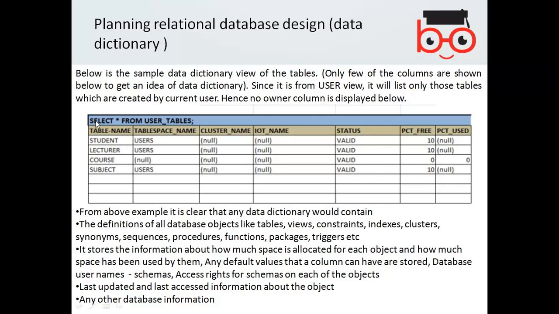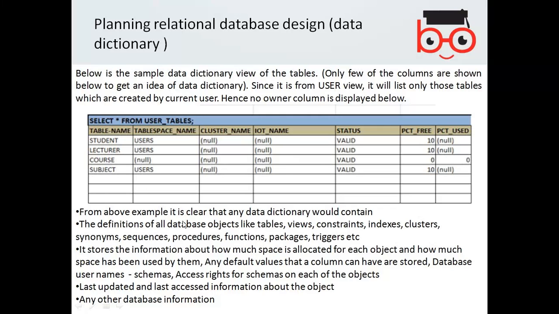The command used here is select asterisk from user_tables. The total number of user tables available in the database are student, lecturer, course, subject. Here is some technical information about the particular tables. So that is the data dictionary.